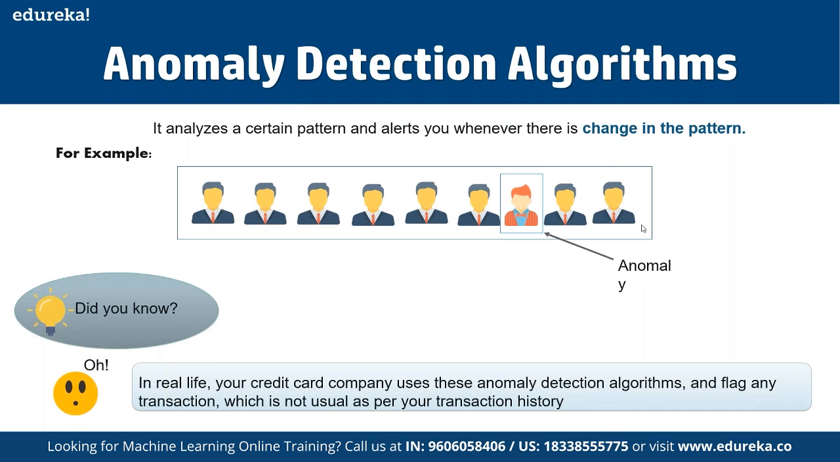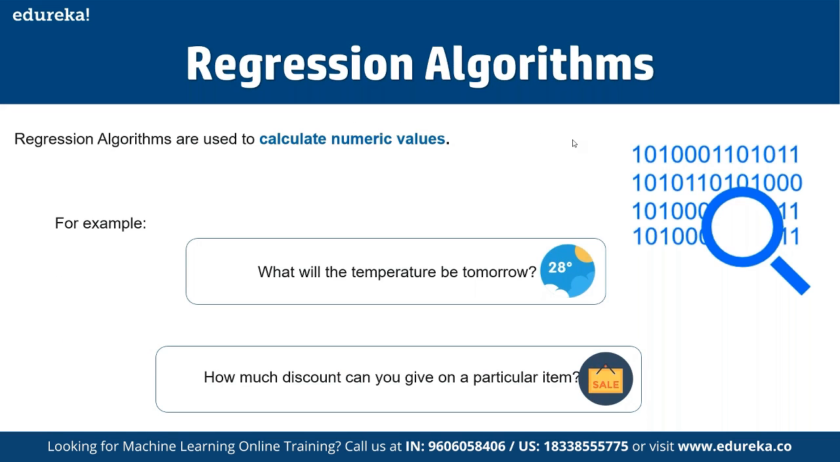Next, we have regression algorithms. Regression algorithms are used to calculate numeric values. For example, what will be the temperature tomorrow? That is calculated based on the previous data set. Based on the recommendations, how much discount we can give on a particular item is also part of the regression algorithm. So in this type of problem, the output is a continuous quantity. For example, if we want to predict the speed of a car given the distance, it is a regression problem. Regression problems can be solved by supervised learning algorithms like linear regression.